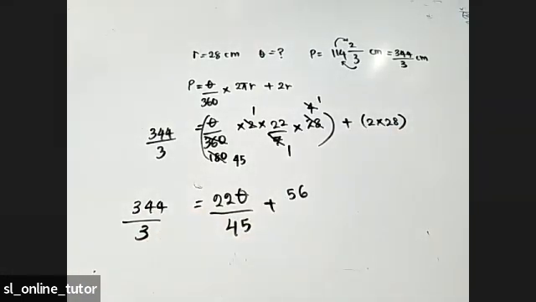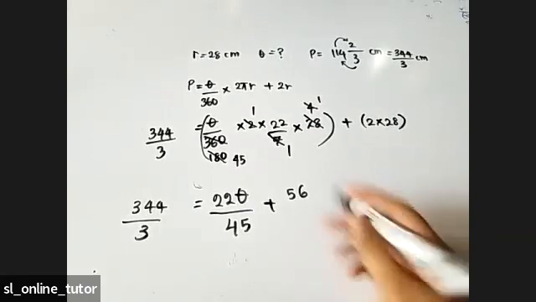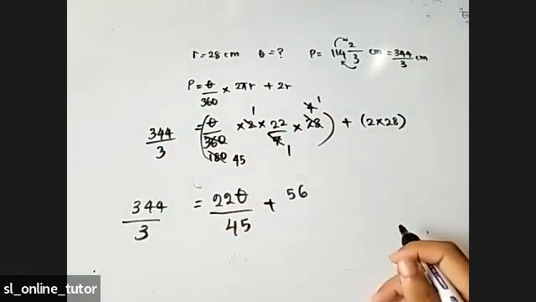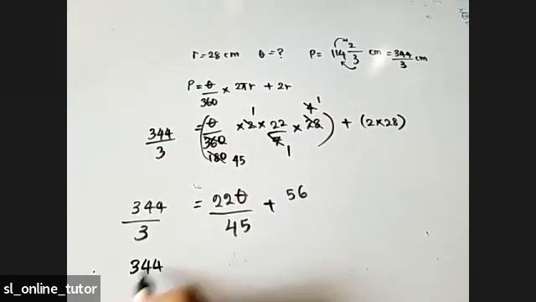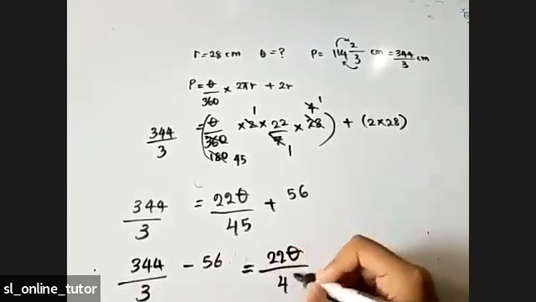Make the common denominator now. Is making the common denominator easy, or is carrying easy? Okay, we'll take the common denominator. Then the problem is you have to multiply this by 45. You're getting a big value. I'm trying to avoid it. Is there any possible chance? What about carrying this to here? It's better. 344 upon 3 minus 56 equals 22 theta upon 45.